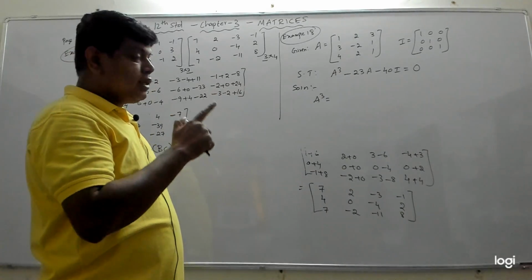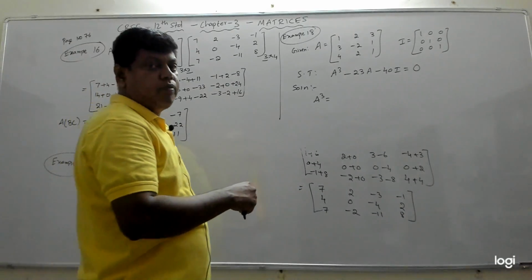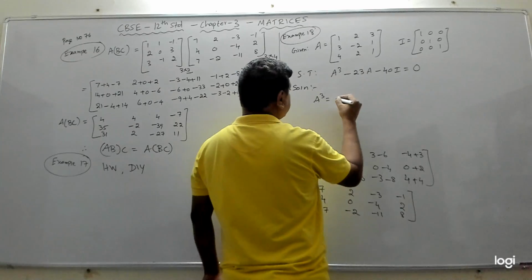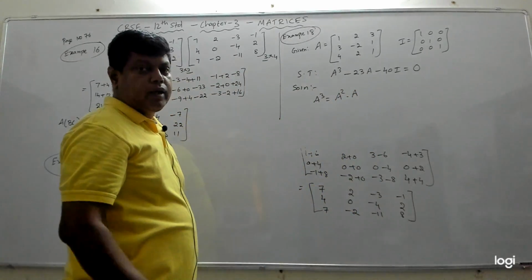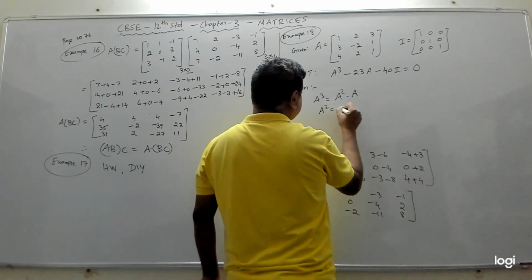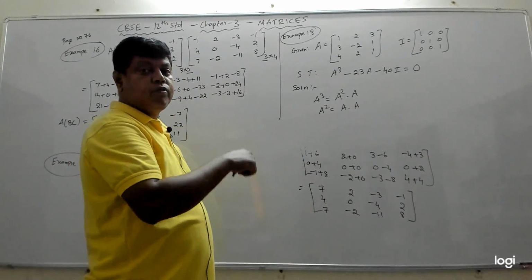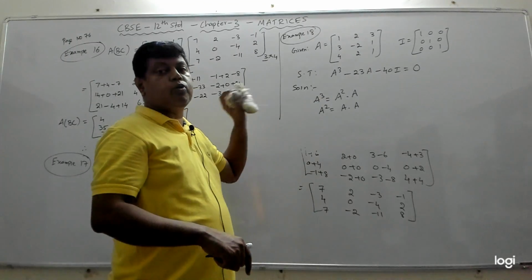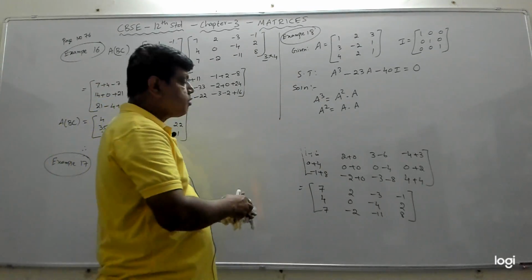When you want to find A square, you have to multiply the matrix A with itself. Then after finding A square, your A cube is nothing but A square into A, or A into A square, doesn't matter. So we should find A square. Your A square is A into A. You multiply the matrix A with itself, you'll get A square. After finding A square, you again multiply A square with A, you'll get A cube. So don't directly cube each element and call that the A cube matrix. That doesn't work.